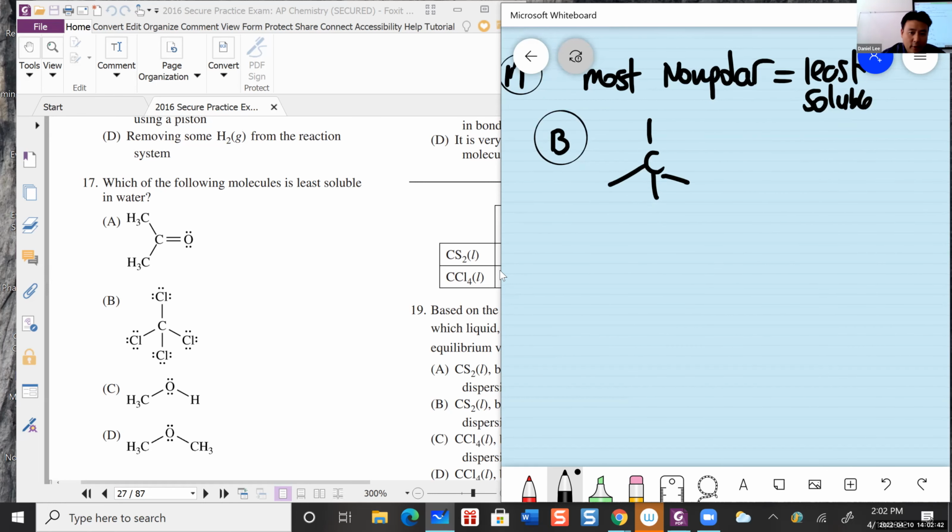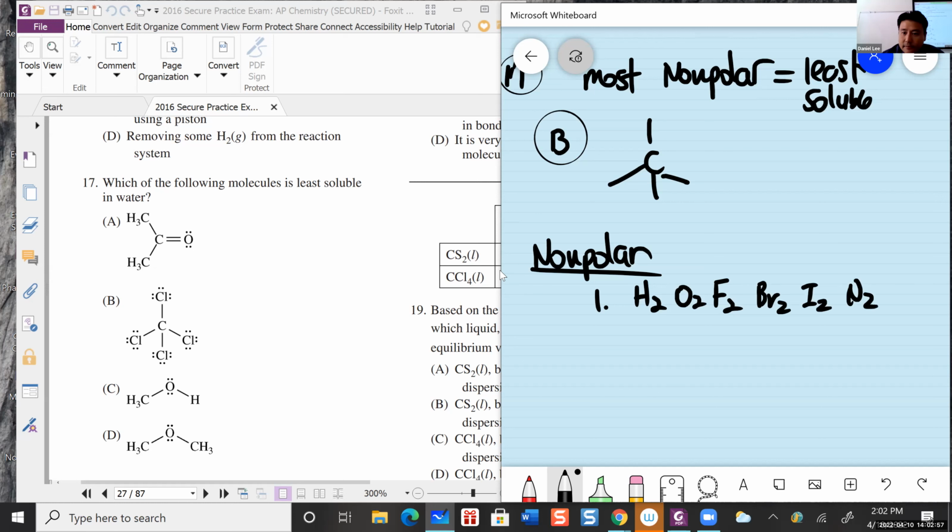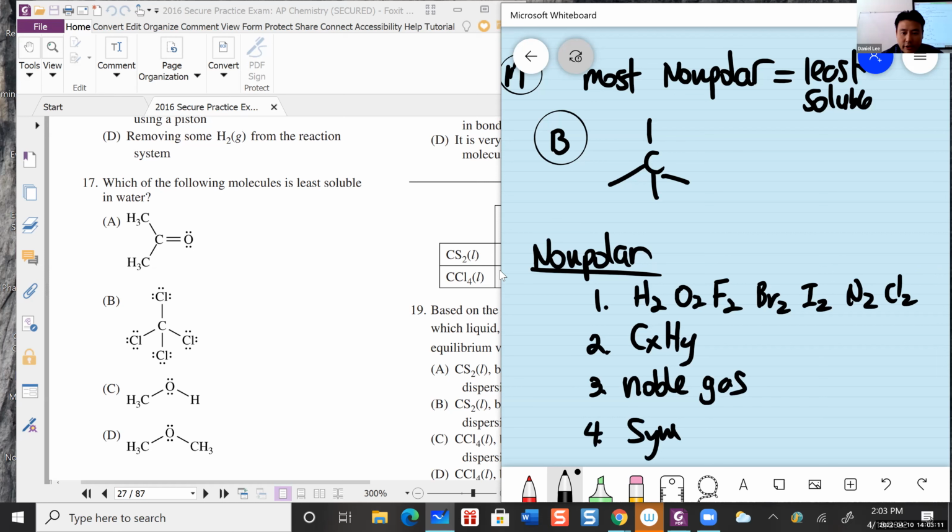So don't forget the four ways. We have the seven diatomic molecules to be nonpolar. Can you memorize them, please? The Hoffman code, right? Hydrogen, oxygen, fluorine. Brinco: BrINClHOF. Also, any hydrocarbons. If you only have carbon and hydrogen, you're nonpolar. Any noble gas by itself is nonpolar. And all the symmetrical shapes. For the symmetrical shapes, you need to know the molecular geometry.